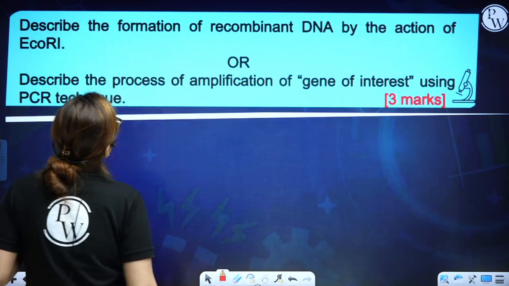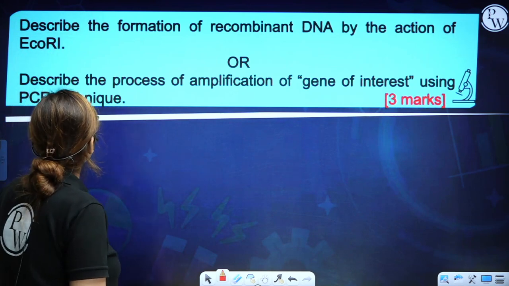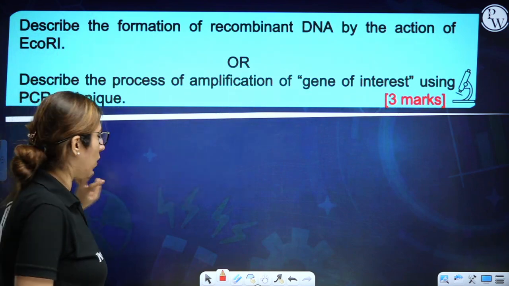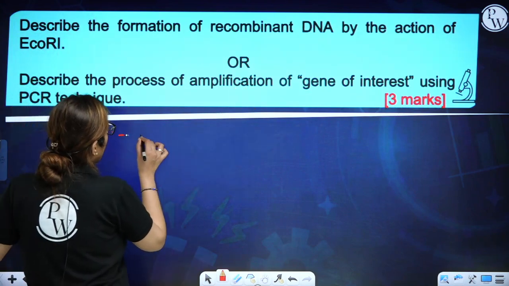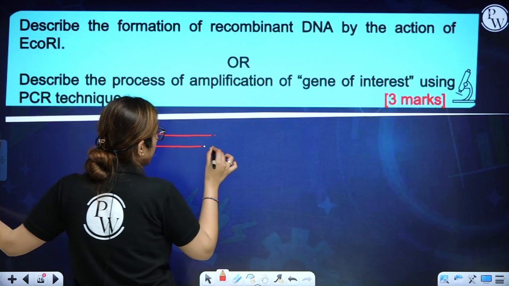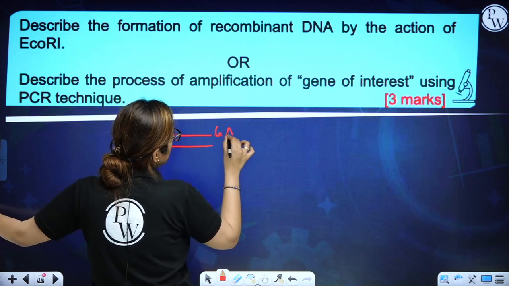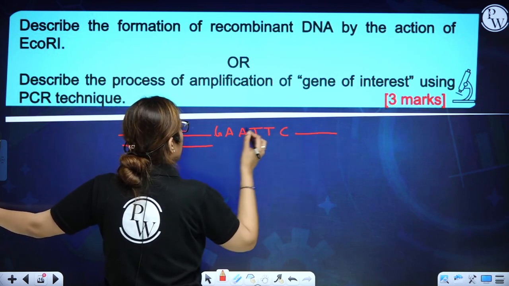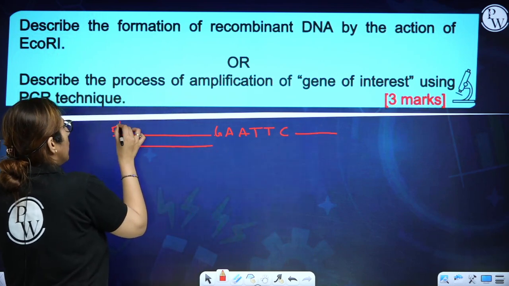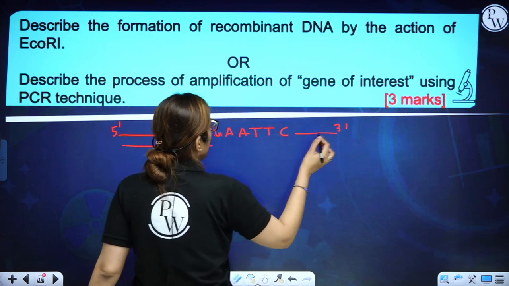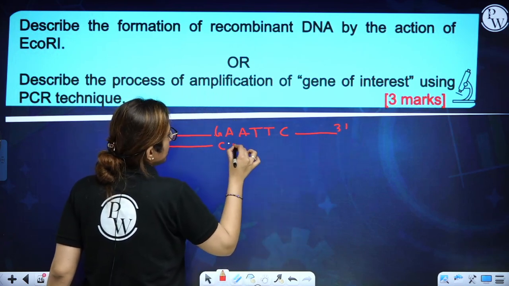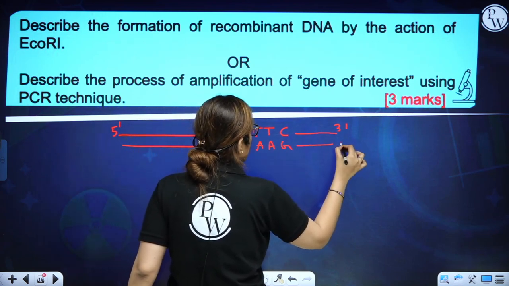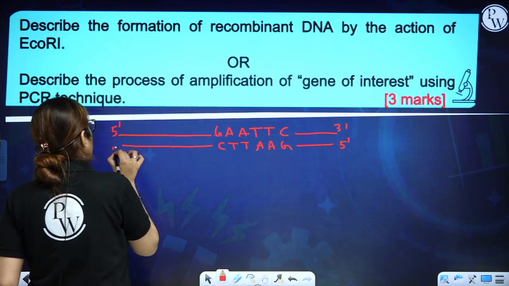Okay, now describe the formation of recombinant DNA by the action of EcoR1. Guys, listen. Now if we have a DNA strand like this, whose sequence is GAATTC, 5' to 3', and here CTTAAG, this is again 5' to 3'.